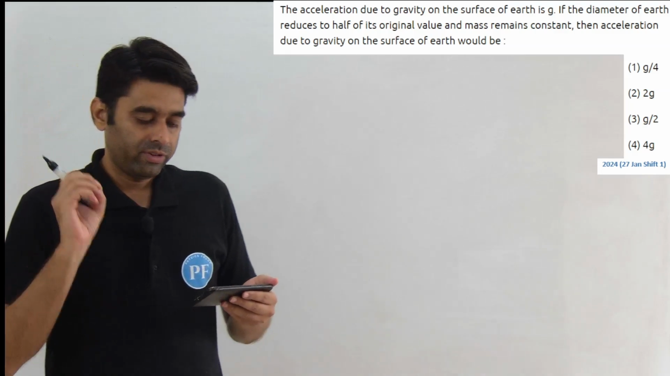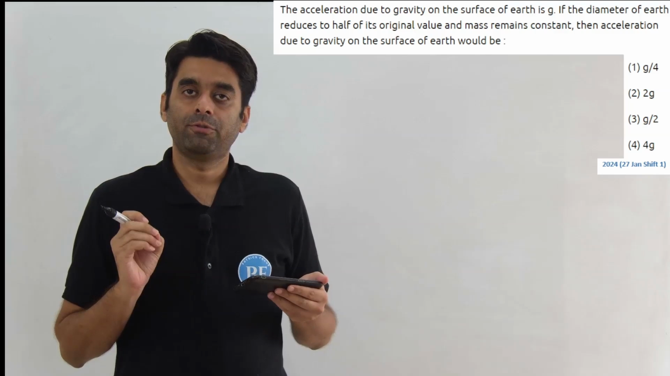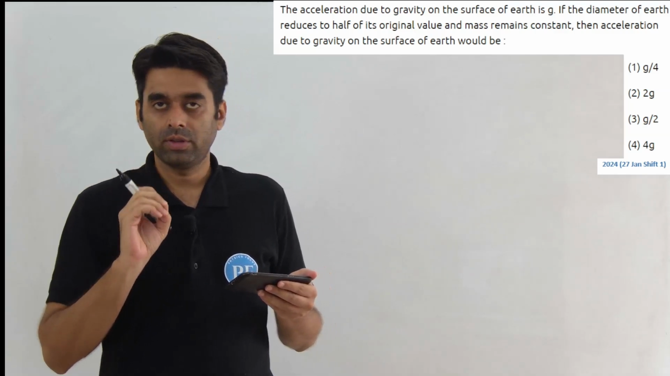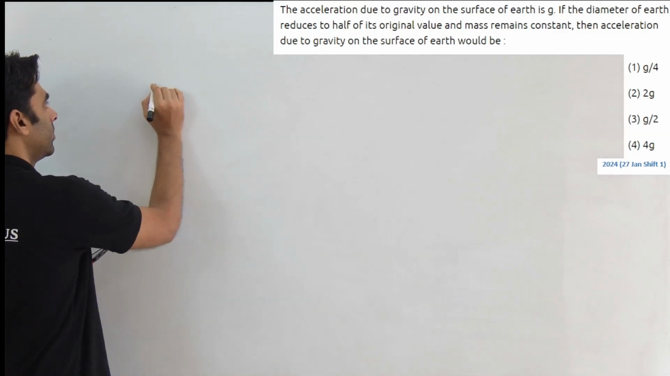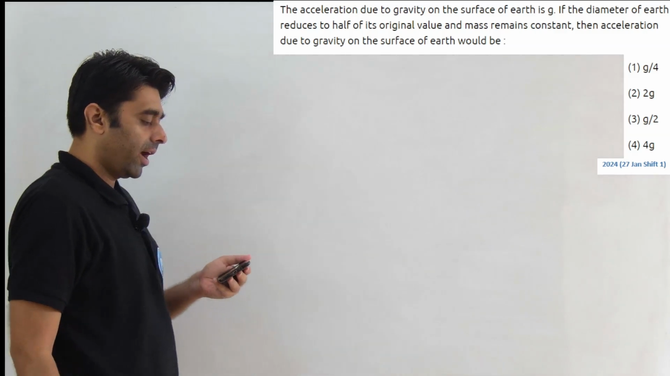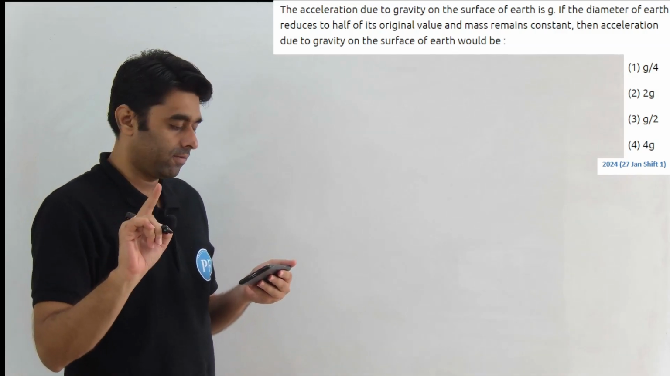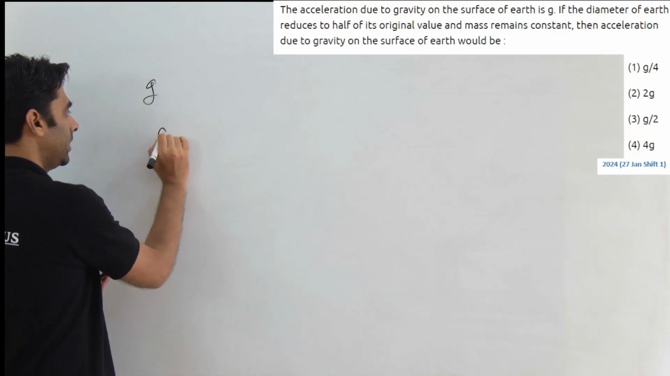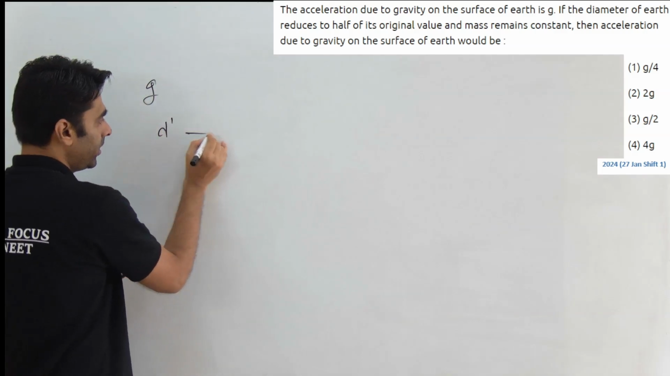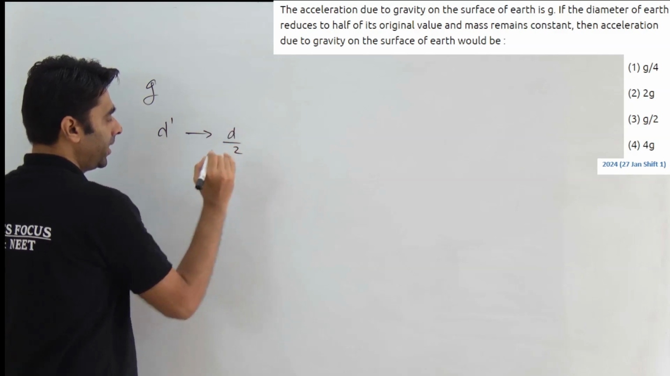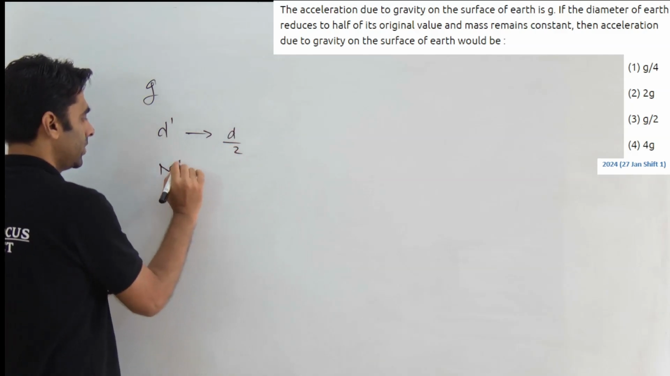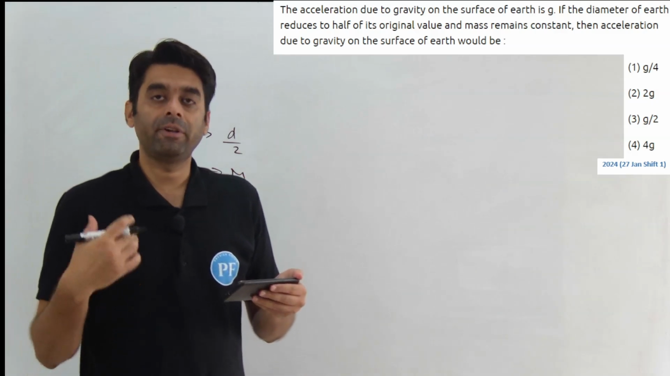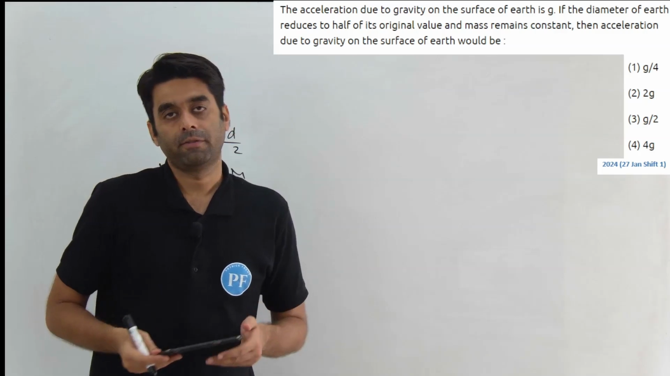So the first question that we have, it is your 27 January shift 1 question. It says the acceleration due to gravity on the surface of earth is g. Fine. On the surface of earth, g is given. If the diameter of earth is reduced to half of its original value and mass remains constant. So the new diameter, let's say d dash, is d by 2, and mass is constant, so m dash is m only. Then the acceleration due to gravity on the surface of earth would be, fine. Let's solve it.